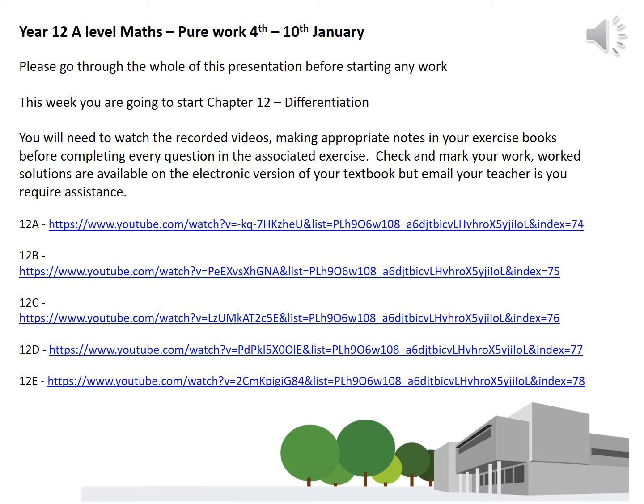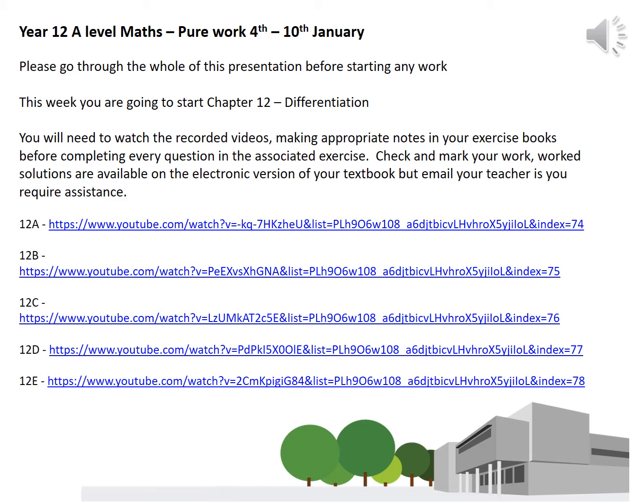Please check answers against the answers in the back of the textbook, and if you have made any mistakes, have a look at the worked solution on the online version of the textbook on Pearson Active Learn. If you then still just don't get a question, please just email your teacher and ask for assistance. Work through to do exercises 12A, 12B, 12C, 12D, 12E.